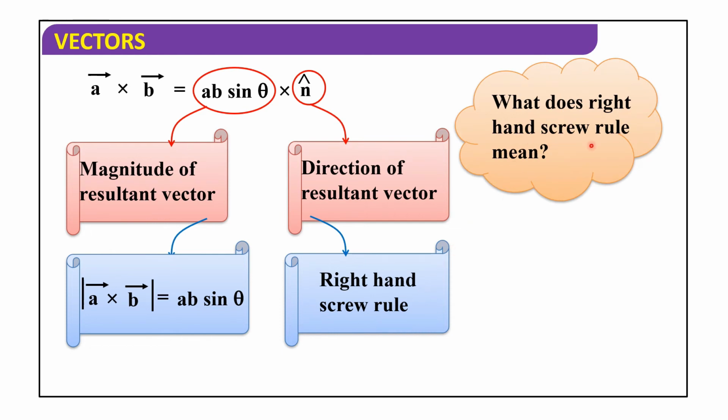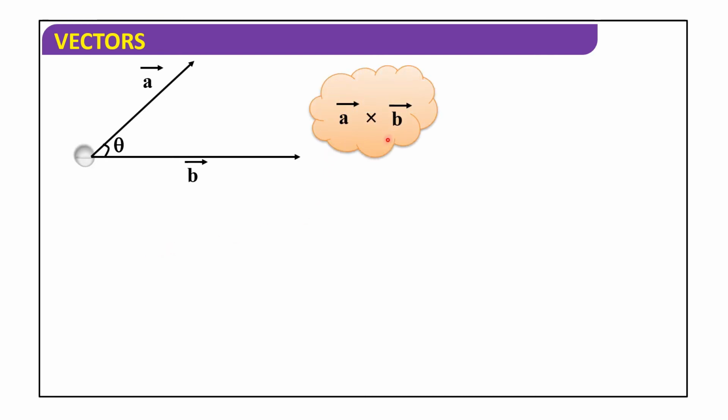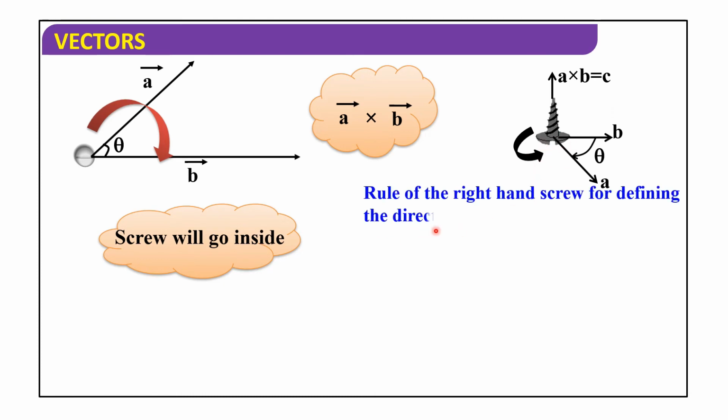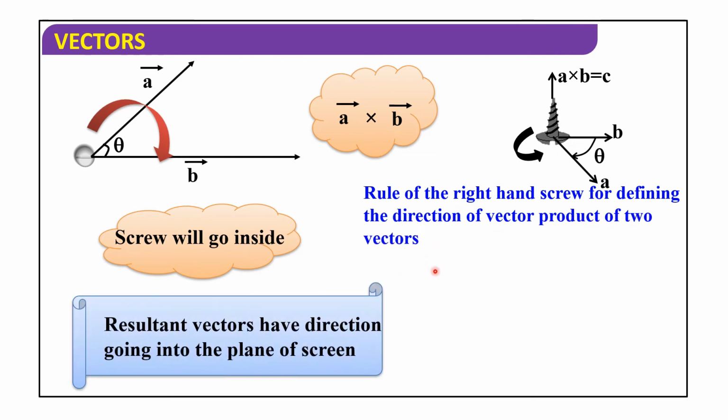What does the right hand screw rule mean? Let us discuss. A bar and B bar are two vectors making an angle theta. Now A bar cross B bar is equal to C bar; see here, the screw will go inside. This is the direction of the screw. This is the rule of the right hand screw for defining the direction of the vector product of two vectors. So the resultant vector has direction going into the plane of the screen.